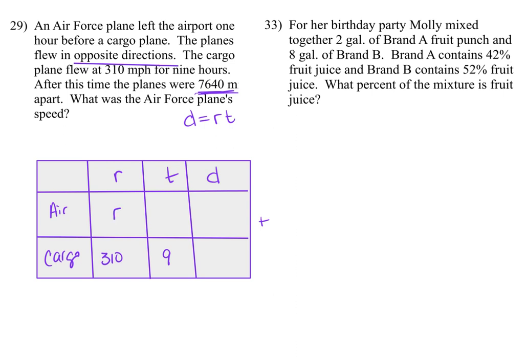Well, we now know what we're solving for. And they said he left 1 hour before. So we don't even have to put a variable there. How long did the Air Force plane travel? Well, 1 hour longer than the cargo plane. So that's going to be a 10. If one traveled 9 hours and one traveled 1 hour longer, 1 hour longer than 9 is 10. Okay, so try to not read into it. Read the whole question before you start figuring out what needs a variable.